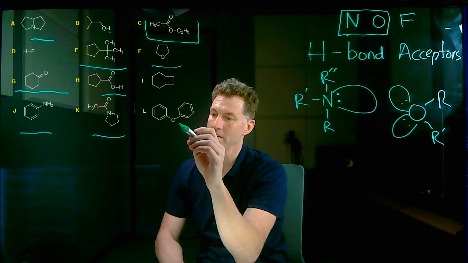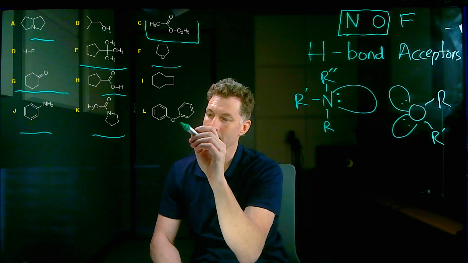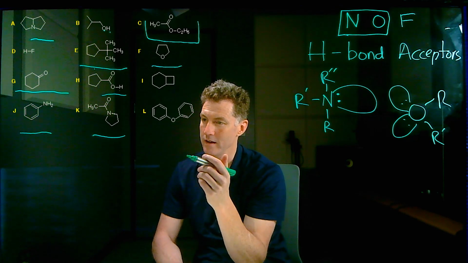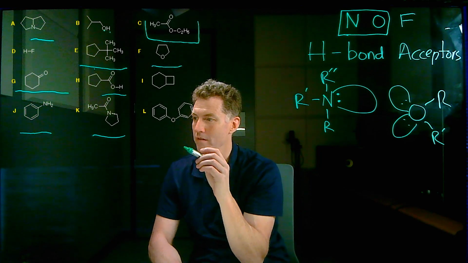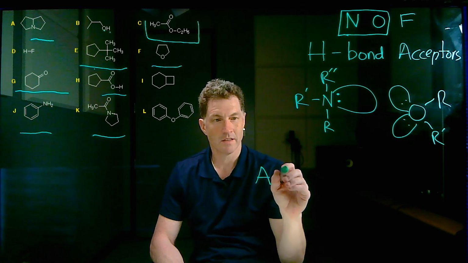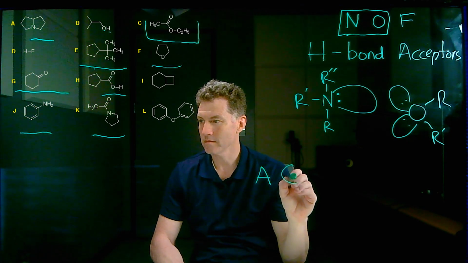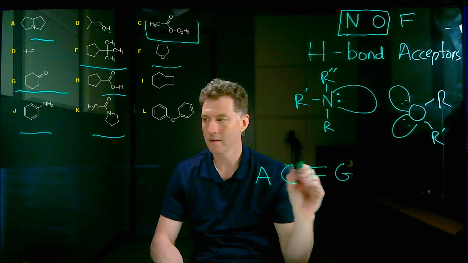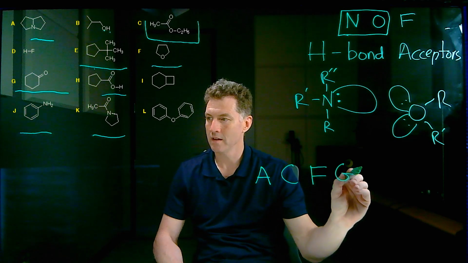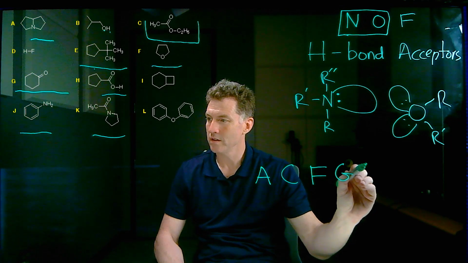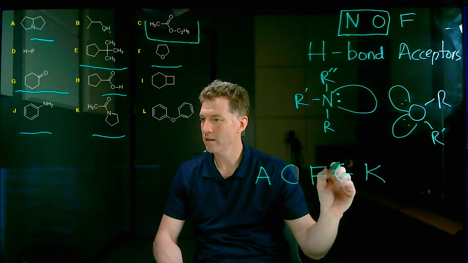And last, in the case of L, for this ether, this molecule lacks an OH bond. It has the oxygen with the lone pairs, so it can be an acceptor, but it is not a donor. Okay, so for that reason, in our lineup of molecules, we would select A, C, F, G, K and L.